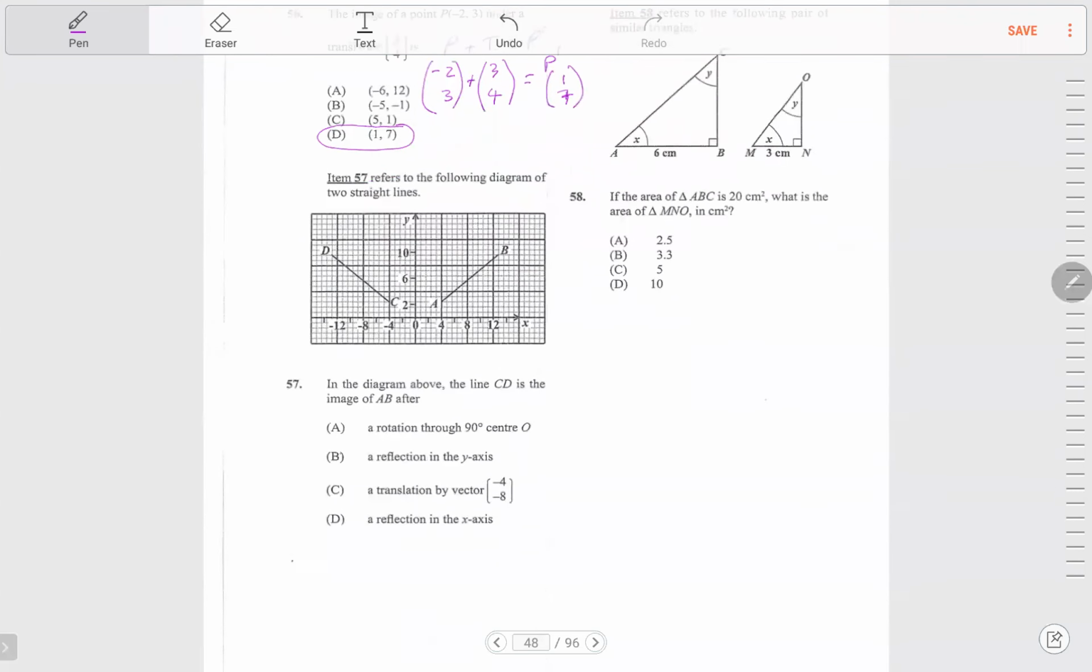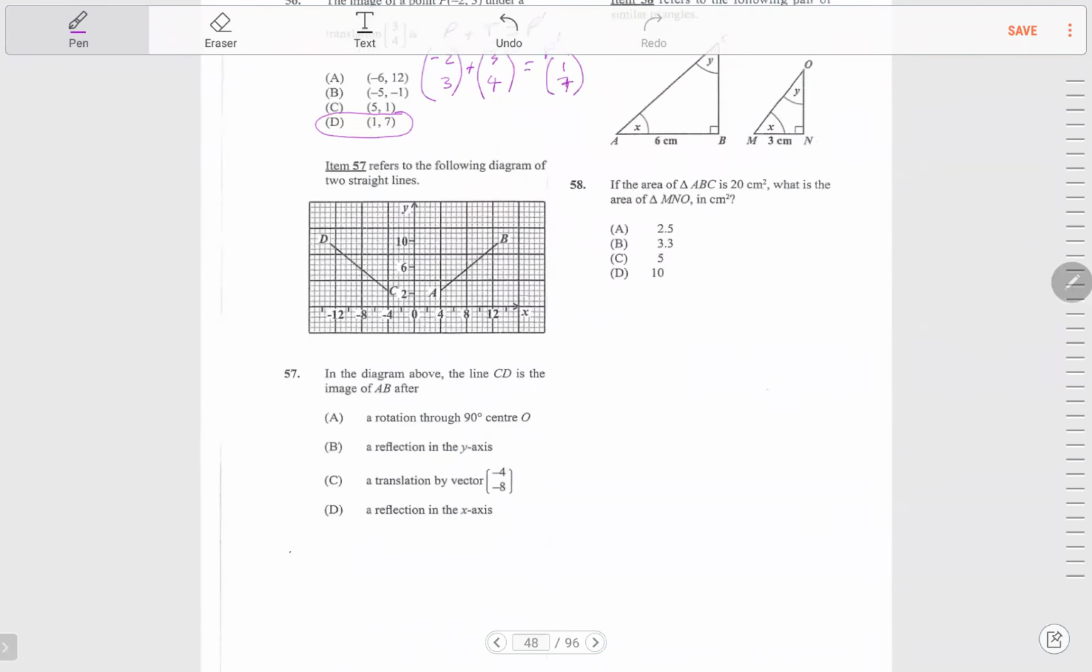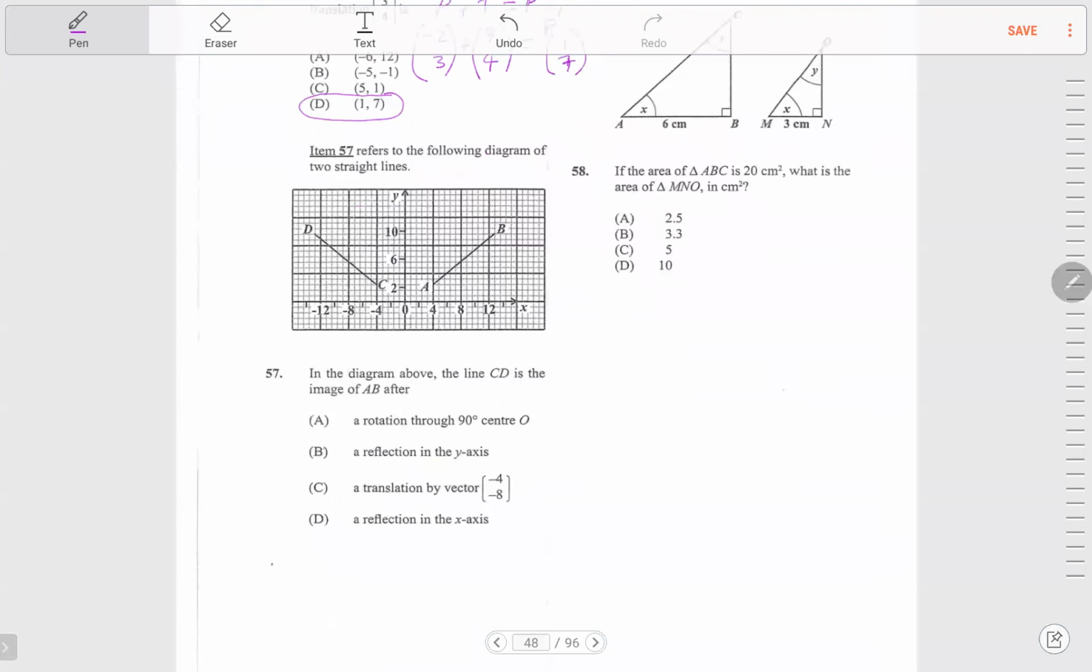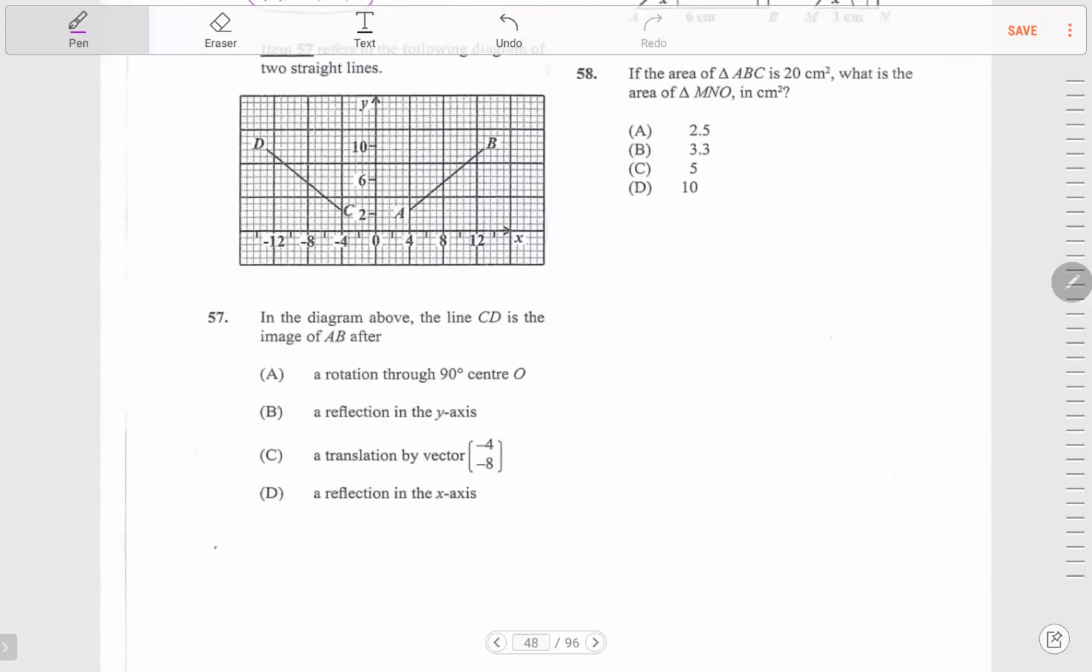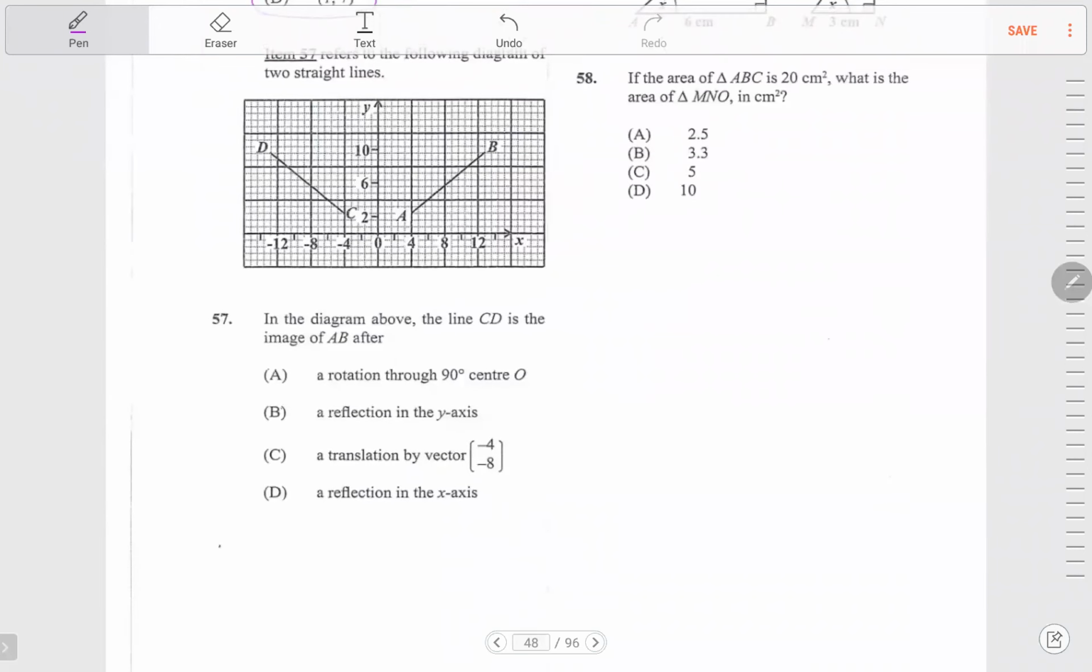Next question. It refers to this diagram, 2 straight lines, and it says, in the diagram above, the line CD is the image of AB. So this is the image of this, under which one of the transformations here.